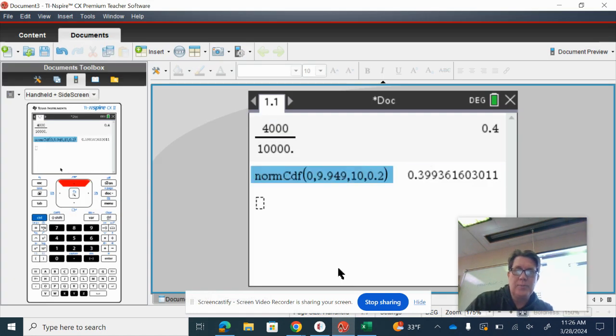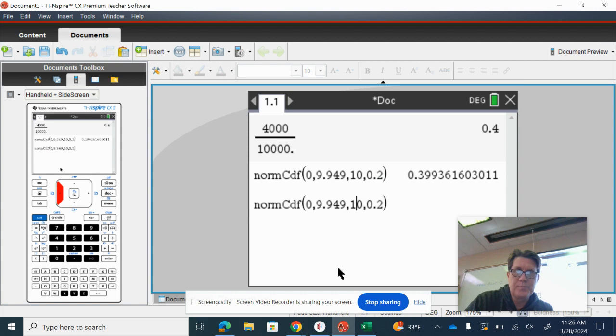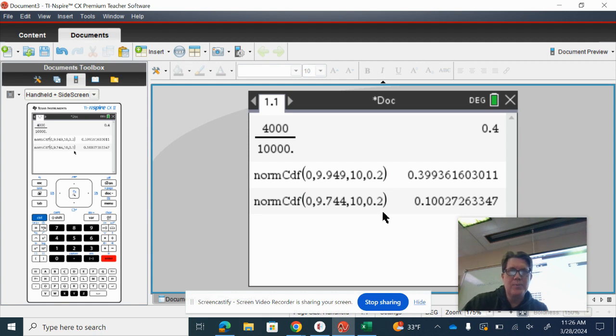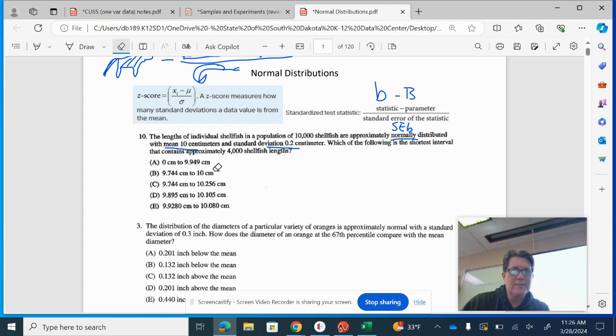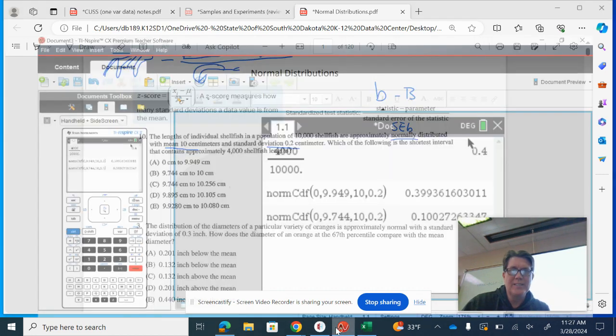So I'm just going to go up and I'm going to change my numbers. 9.744 to 10. Well, that gets me 10% in there from 9.744 to 10. So that's not it. 9.744 to 10.256.